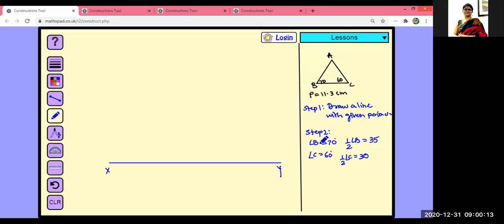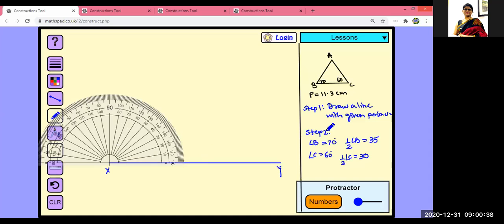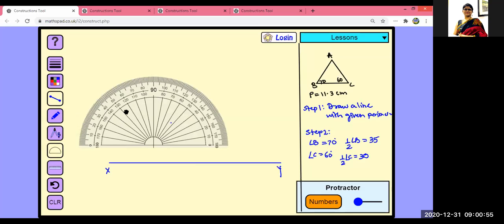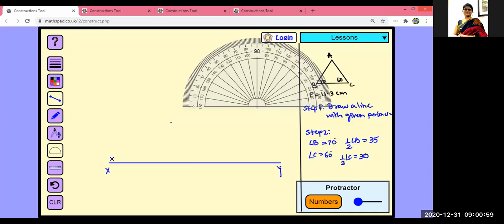We start by drawing half of 70 degrees, that is 35 degrees, at one end, that is on X. So place the protractor on the end X and we mark 35 degrees. Here you see this is 30 and 40, in between that is 35 degrees. So here we plot the point at 35 degrees. Then we join point X to that point and extend it.